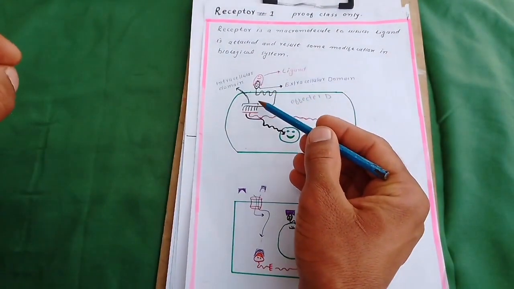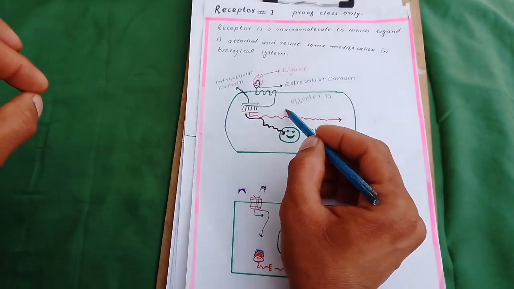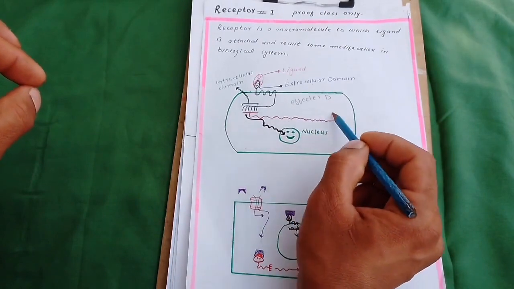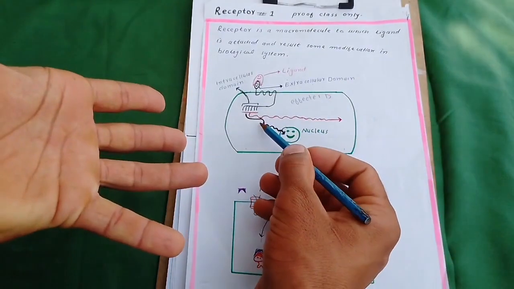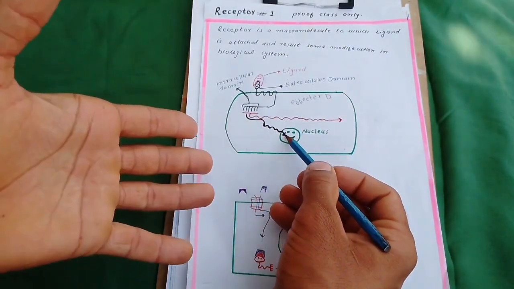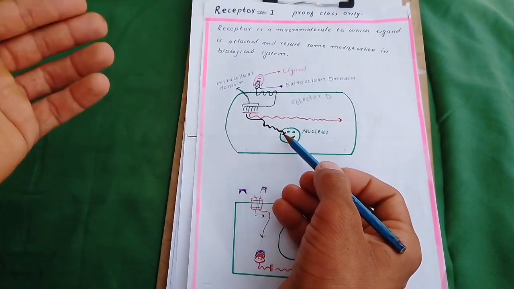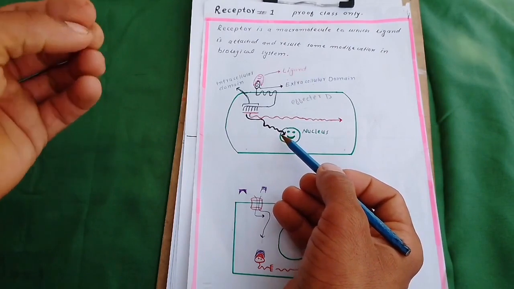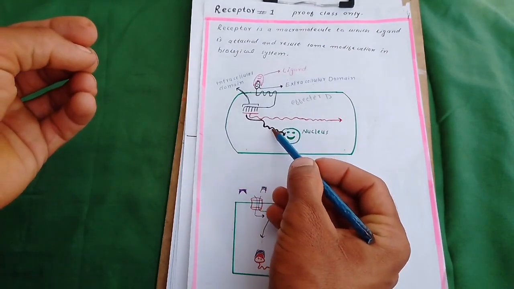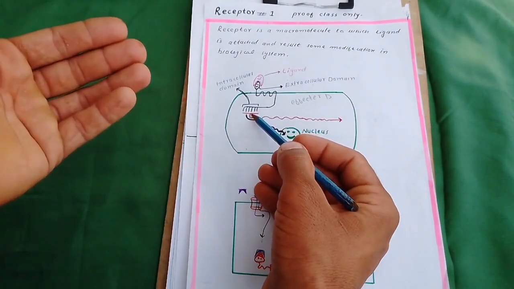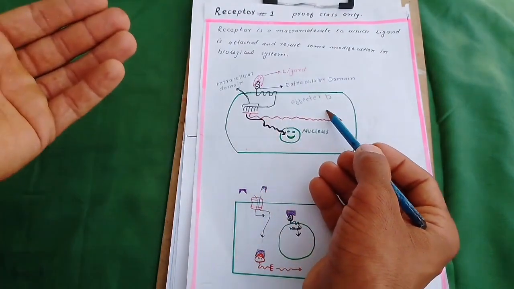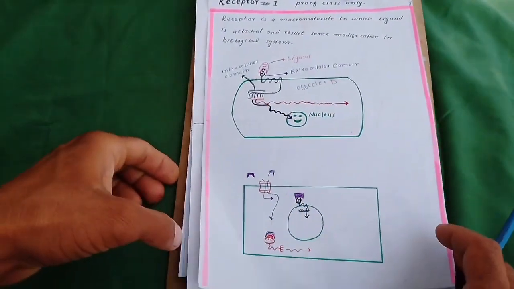When this receptor is activated, it produces modification in the cytoplasm, or it produces modification in the nucleus. It gives a message to the nucleus to produce some protein by transcription, translation, and the production of messenger RNA and transfer RNA. So it gives a message to the nucleus, and otherwise another message is given to the cytoplasm.